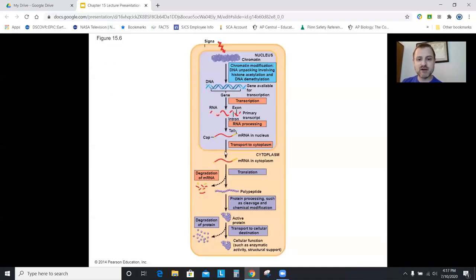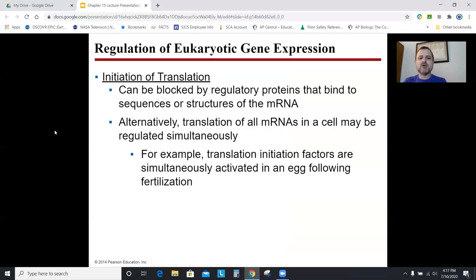Okay, so right now we are here, right? So now let's go into the cytoplasm. So I have messenger RNA, it's in the cytoplasm. It's ready to be translated. Ribosomes, come get me, come do it. Well, there are regulatory proteins that can block translation. Let me give you an example of why you would want to do this.